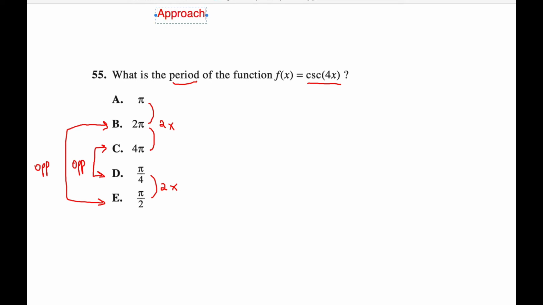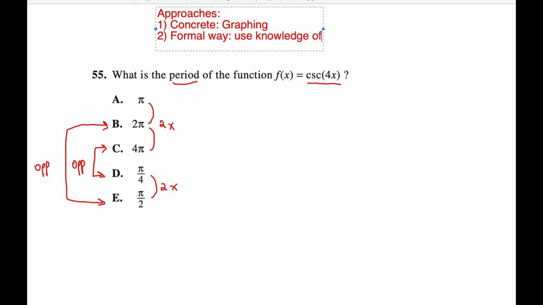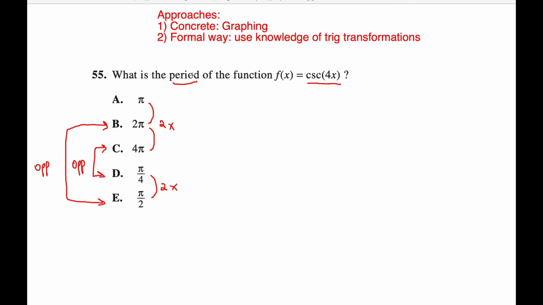So the first approach, approach 1, we'll do in a more concrete way, which is, let's just say we're just going to graph this. And then the other one is the more formal way, which is use knowledge of trig transformations. Before we go into either of these two solutions, as I mentioned, we do need to have an understanding of the terms here. I'm going to start out by writing kind of an informal definition of period.